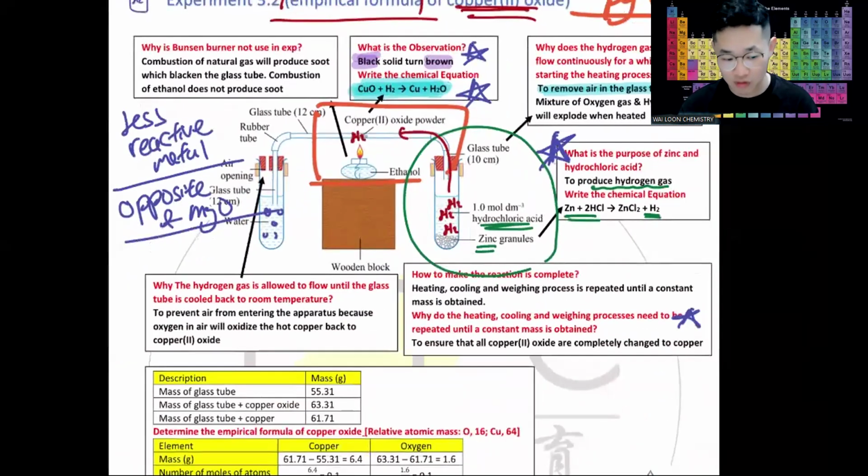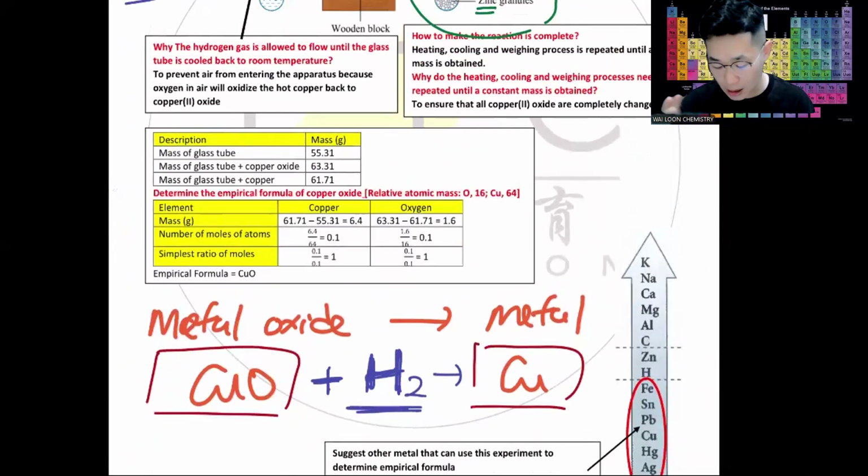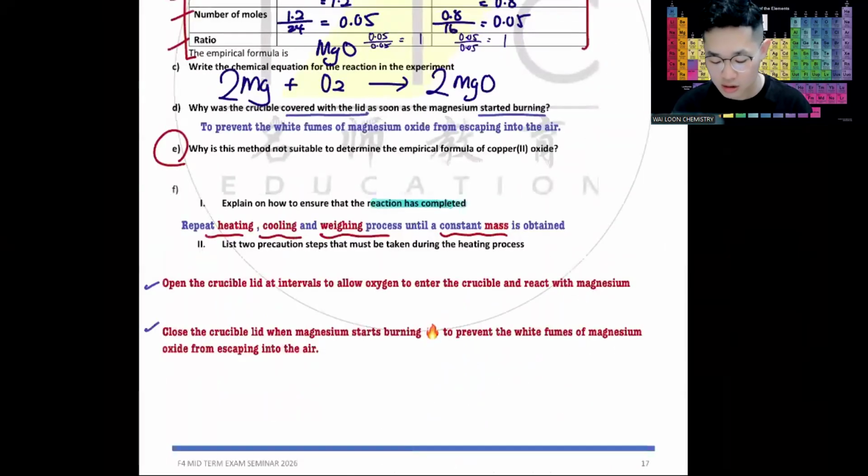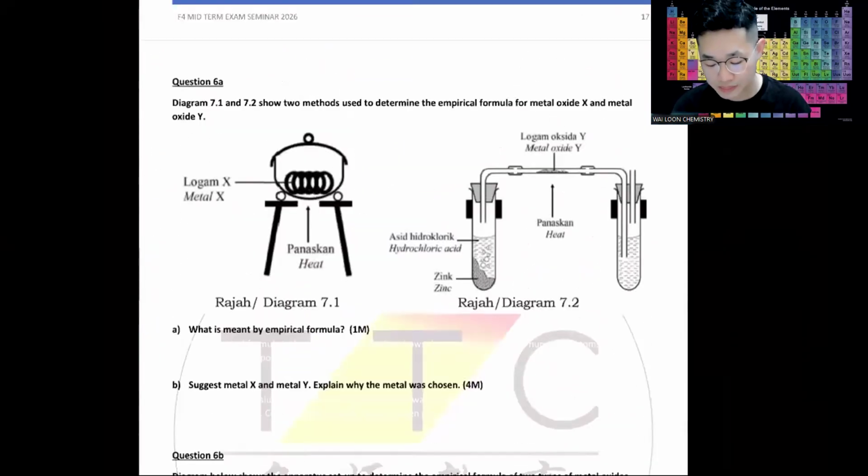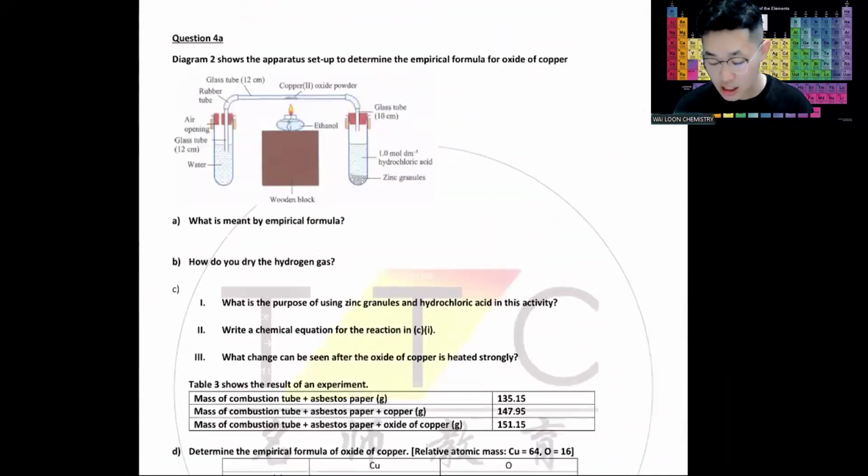So these are the things that you have to know. And then the bottom one is not very important. We will go through these things in the questions. So let's look at page number 16.